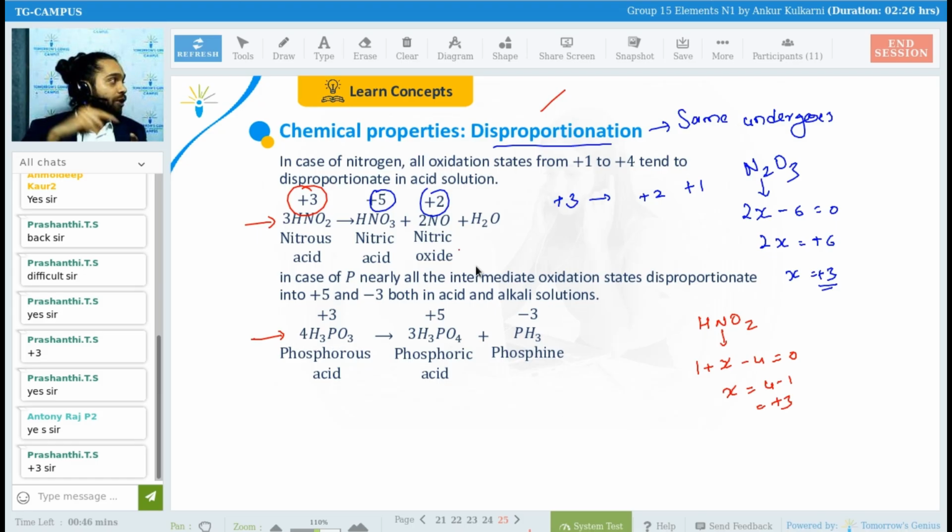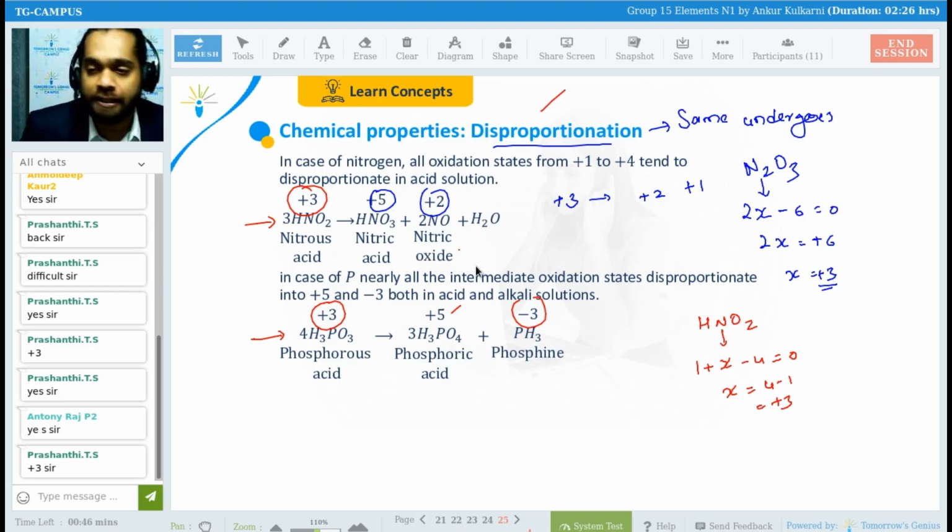So one time it is undergoing oxidation, while it goes through oxidation, it forms nitric acid. If it undergoes reduction, it forms nitric oxide. So both products of oxidation as well as reduction, I get in the same reaction. Same thing over here, phosphorus acid, +3 to +5 oxidation and reduction, that is -3.